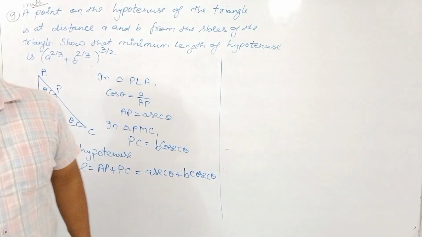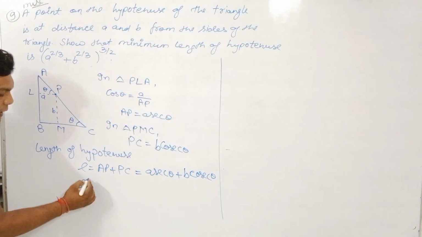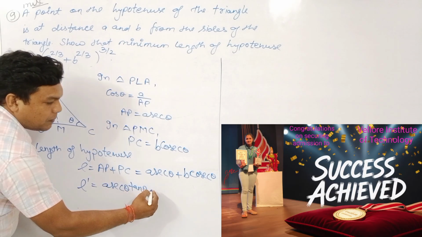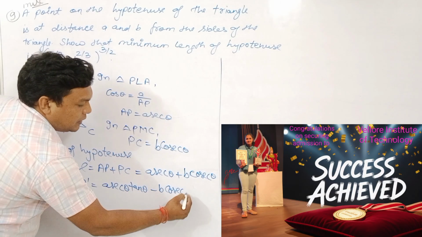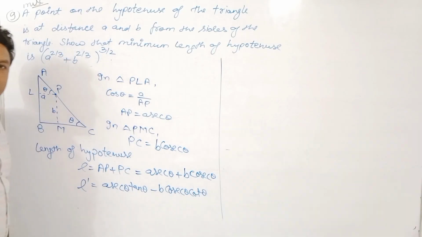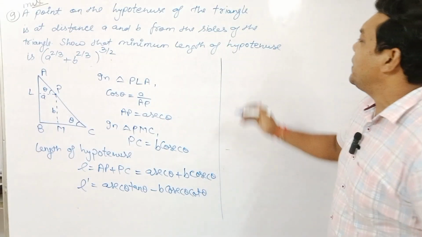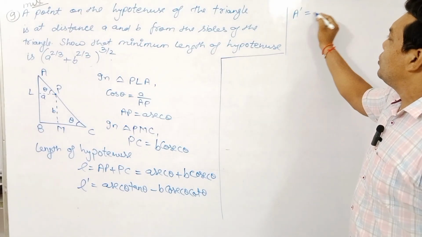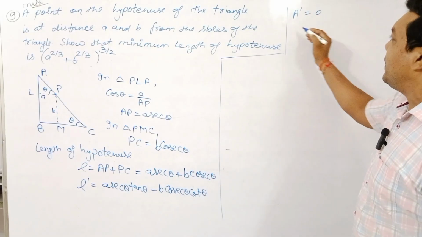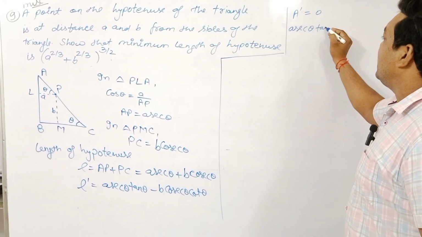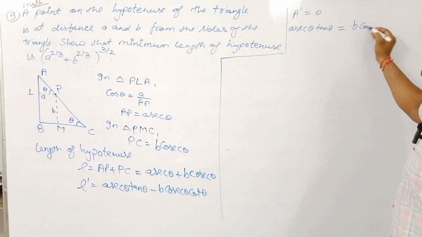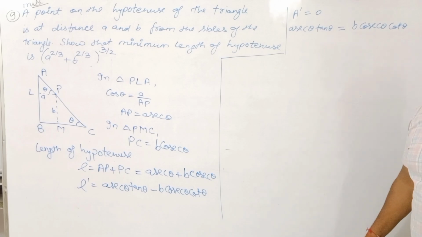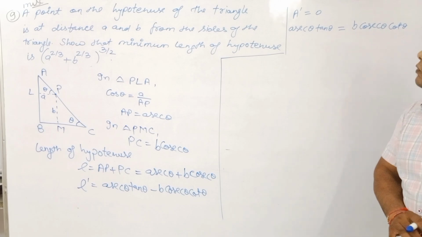So what is the next step? L dash. L dash is equal to a sec theta tan theta minus b cosec theta cot theta. Now to find critical points, L dash should be equal to 0. So when you put L dash equal to 0, it will be a sec theta tan theta equal to b cosec theta cot theta. Now we need to find theta.